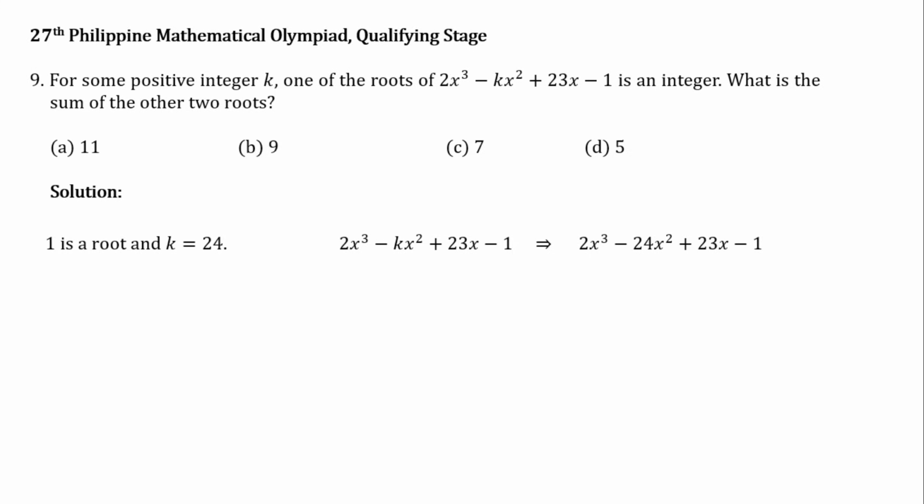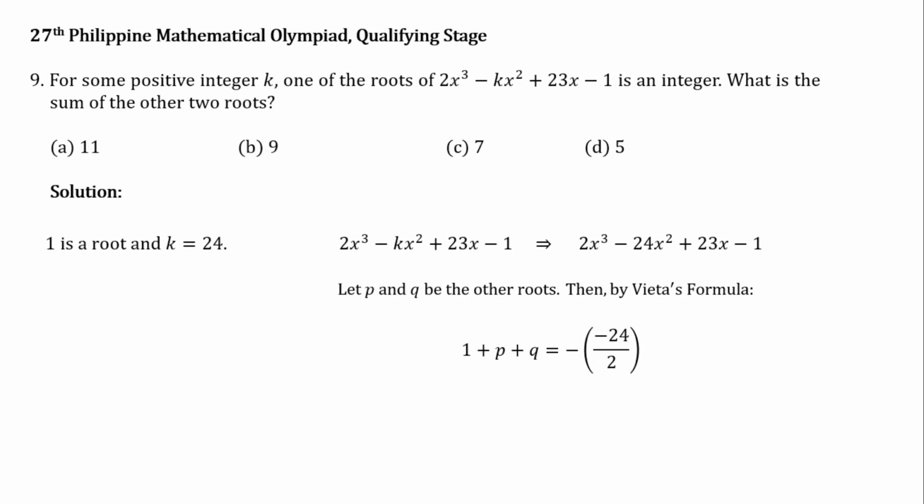Now remember that we are asked to find the sum of the other two roots. You may find the other two roots, but it's not necessary because we can just apply Vieta's formula to make the solution shorter. So by Vieta's formula, if we assume that the other two roots are p and q, 1 plus p plus q must be equal to the negative of negative 24 divided by 2. Simplifying, we have 1 plus p plus q equals 12, and so p plus q must be equal to 11. And so the answer is letter A.